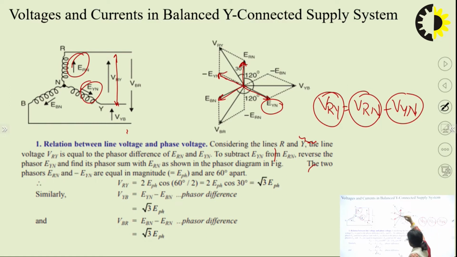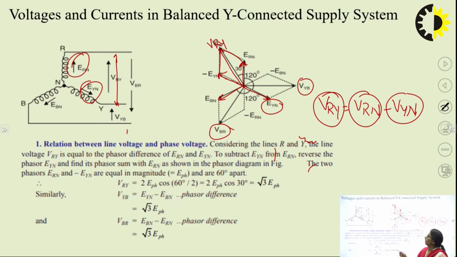Now the phasor sum of these two will give me VRY. Similarly, for the other two, I may have VYB as the phasor sum of VYN minus VBN, and VBR as the phasor sum of VBN minus VRN. As it is a symmetrical supply system, I may show it for only one, and that applies to all. All the phase voltages and all the line voltages are the same.